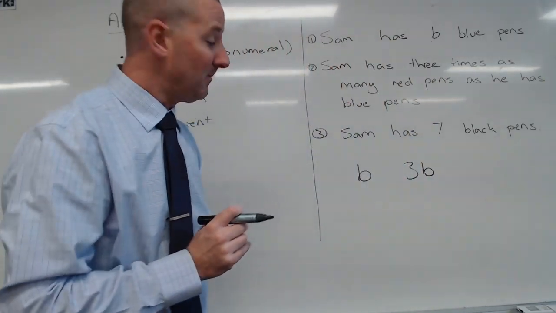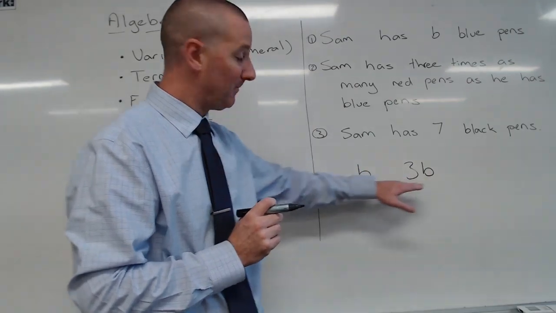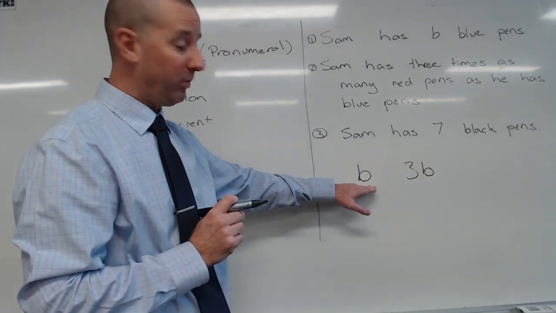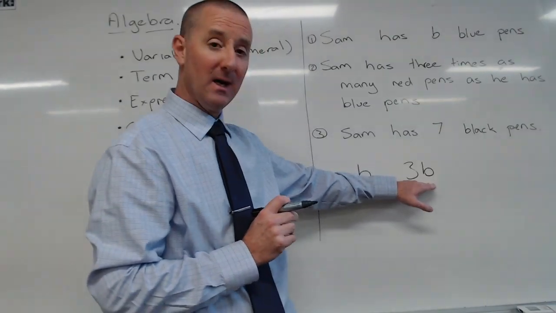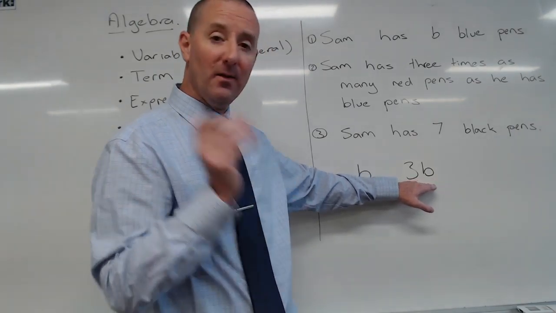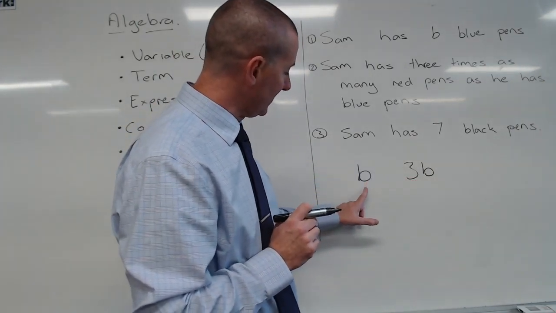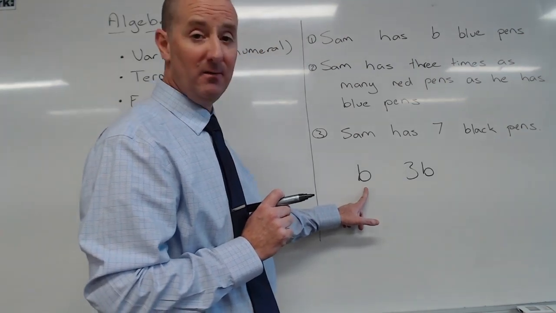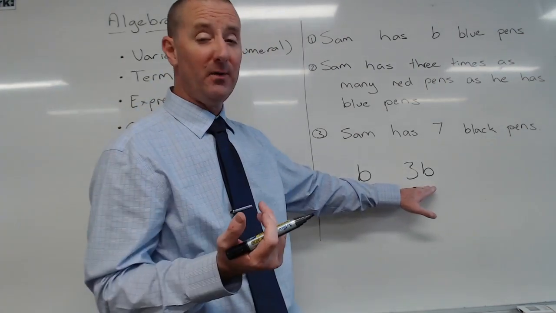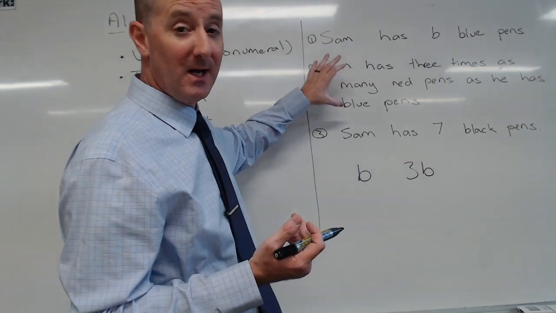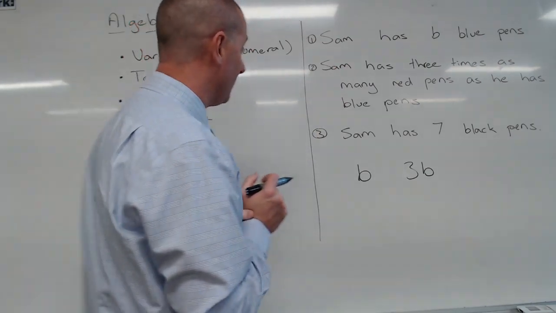So here's our second term. You can see this time we've got a term 3B. So here's our amount of blue pens. Here's our amount of red pens. These are terms. You can see this term is just B for blue pens. This term is 3B, and it represents the amount of red pens that Sam has.